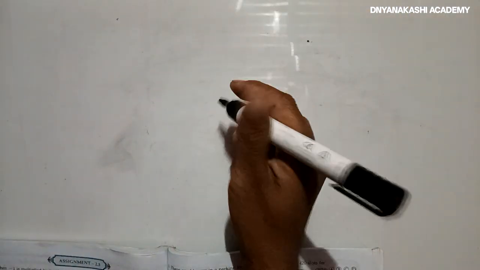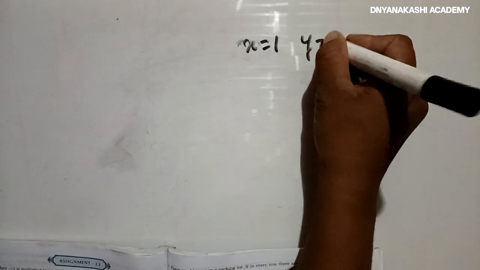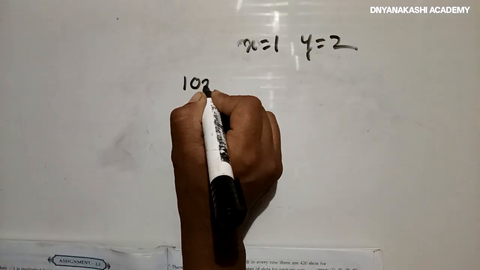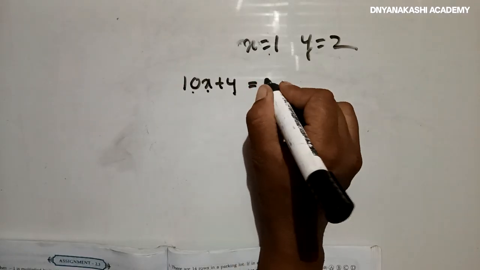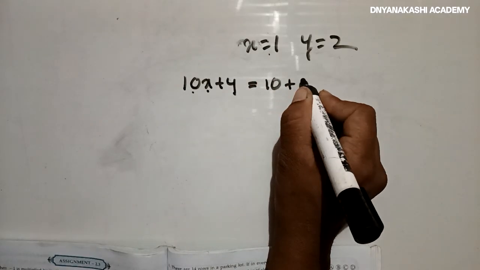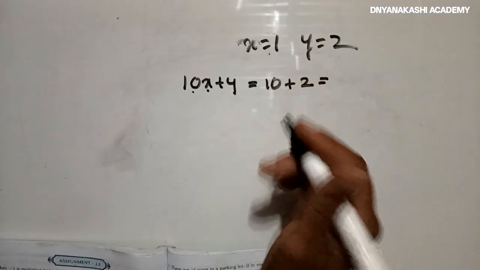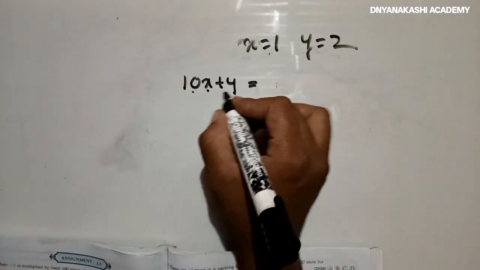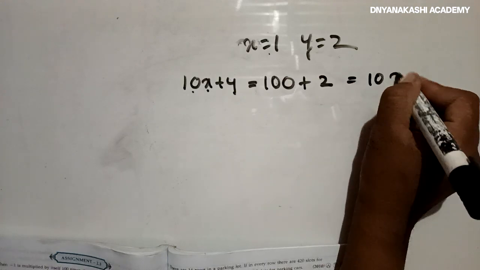Take x equal to 1 and y equal to 2. What is the first rule here? 10x plus y. 10 into x, it means 1, that's why this is 10 here. y means 2. What is the value here? 10 into x we get 10, plus 2, this one is 12.